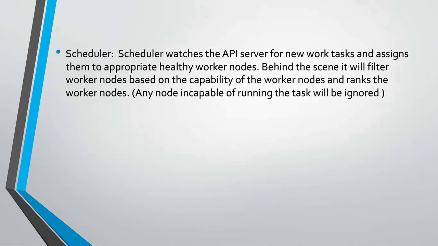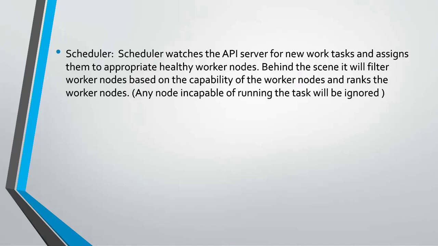What is the scheduler? Whenever you are sending a request to the API server via YAML code, in that YAML or manifest file you define the port number, how many containers, how many replica sets. Once you send that information to the API server, then the scheduler watches the API server for new work tasks.